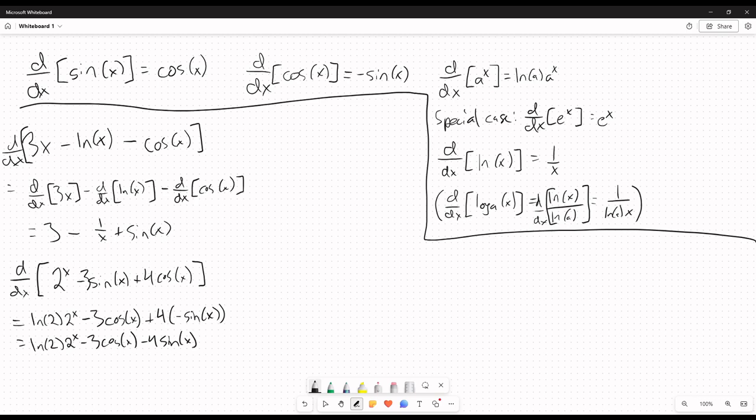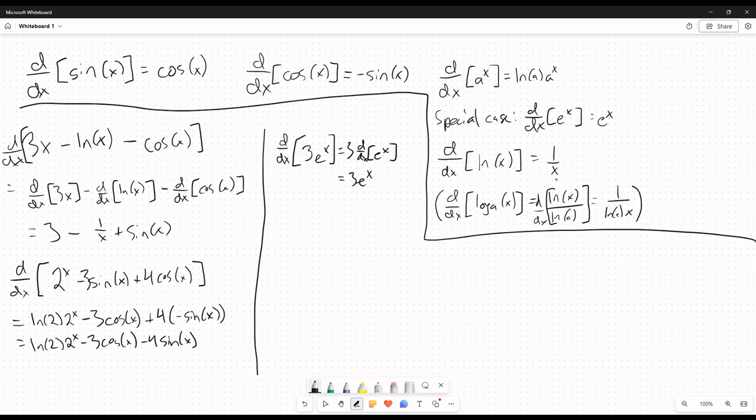Let's do a couple more examples. Let's do some tricky constant multiple ones. We'll just start with 3e to the x. So what's the derivative of that? Well, 3 is our constant multiple. The derivative of e to the x is just e to the x. That's going to be 3 times the derivative of e to the x using that constant multiple rule. So that's just going to be 3e to the x.